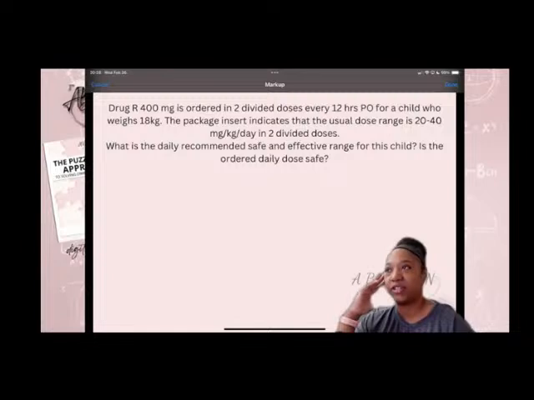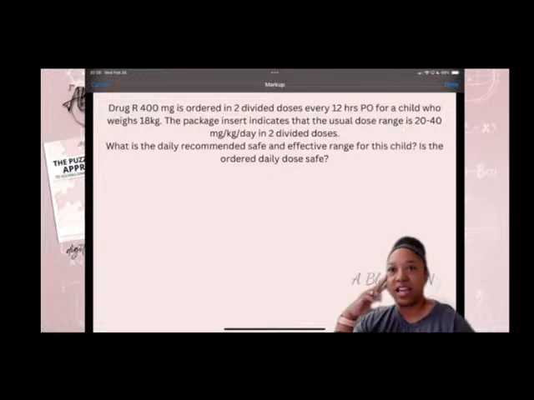Is ordered in two divided doses every 12 hours by mouth for a child who weighs 18 kgs. The package insert indicates that the usual dose range is 20 to 40 milligrams per kilogram per day in two divided doses. What is the daily recommended safe and effective range for this child? Is the ordered daily dose safe?